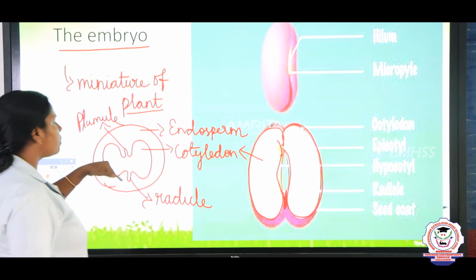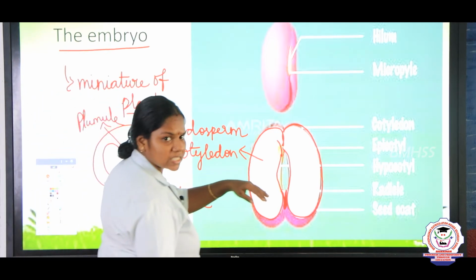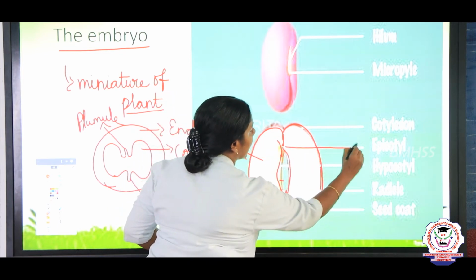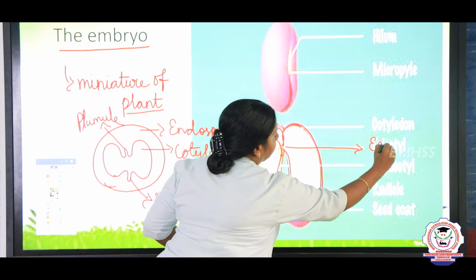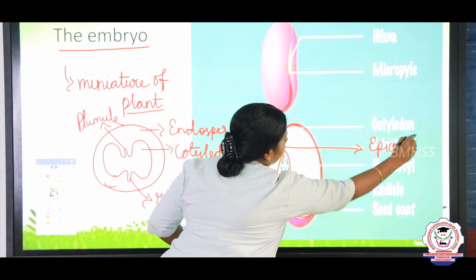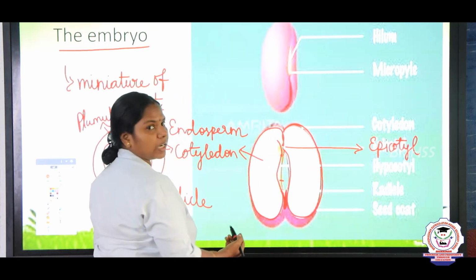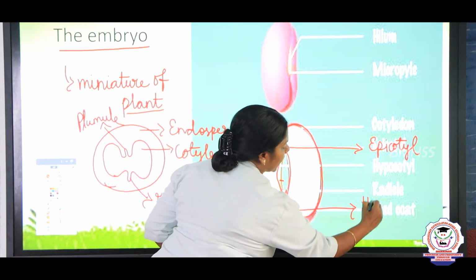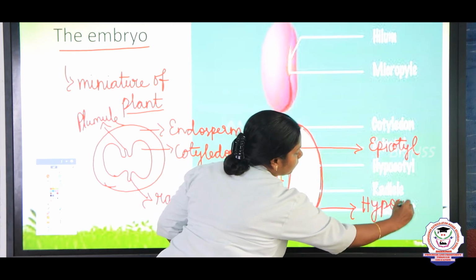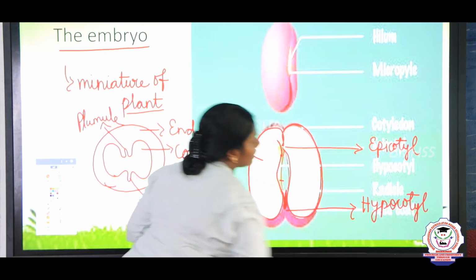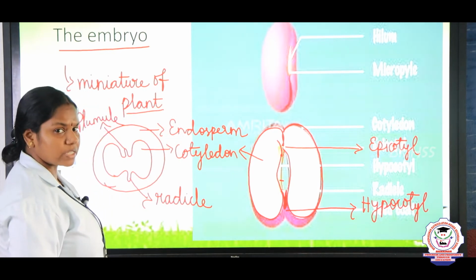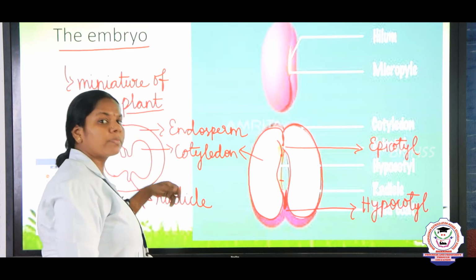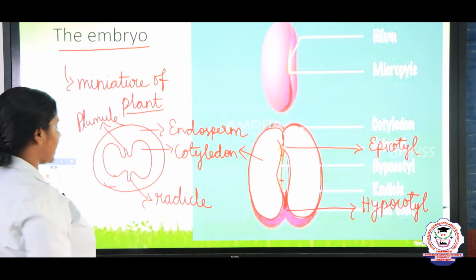And the region of the seed above the cotyledon, we say it as epicotyl. And the region below the cotyledon, that is in the region of the radicle, is said to be hypocotyl. So, what are the 5 regions, children? The 5 regions are cotyledons, plumule, radicle, epicotyl and the hypocotyl.